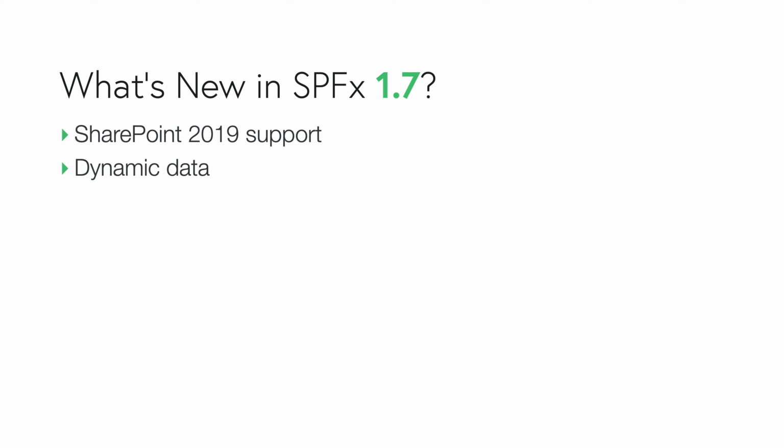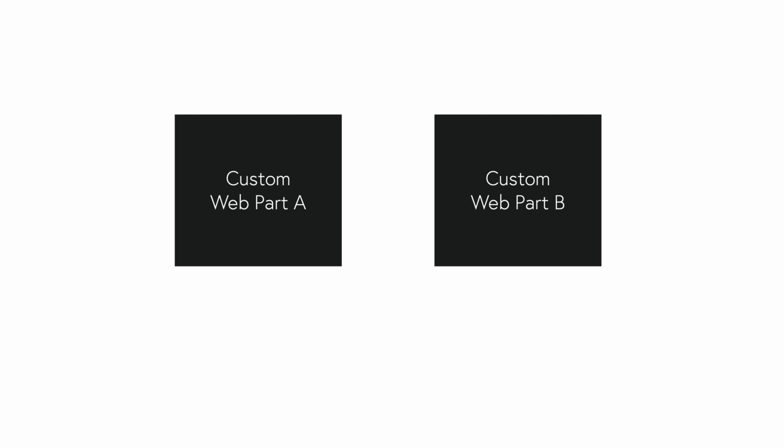Another feature that was released with SharePoint Framework 1.7 is a feature called Dynamic Data, and that's going to be the focus of today's update video because it's actually a really cool and much requested feature that basically allows us as developers to have multiple custom web parts on a page and they can talk to each other.